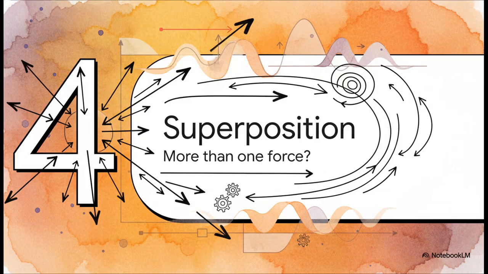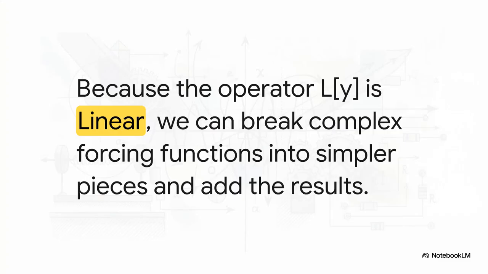Okay, that's great for one simple force. But what happens when things get more complicated? What if a system is being pushed and pulled by a few different forces all at the same time? Is there a shortcut? You bet there is. This amazing shortcut is called the superposition principle, and it all works because of a really powerful property called linearity.